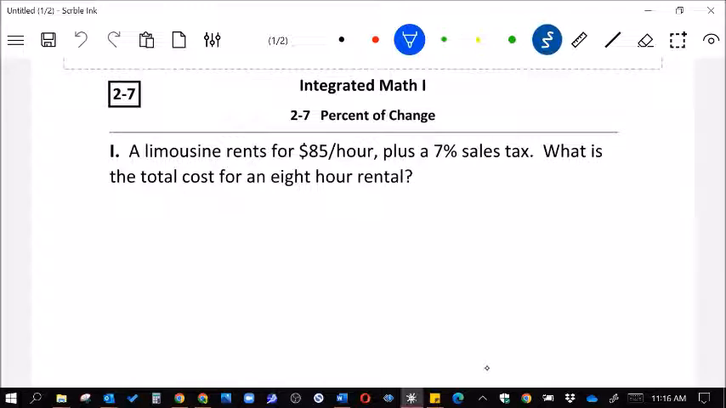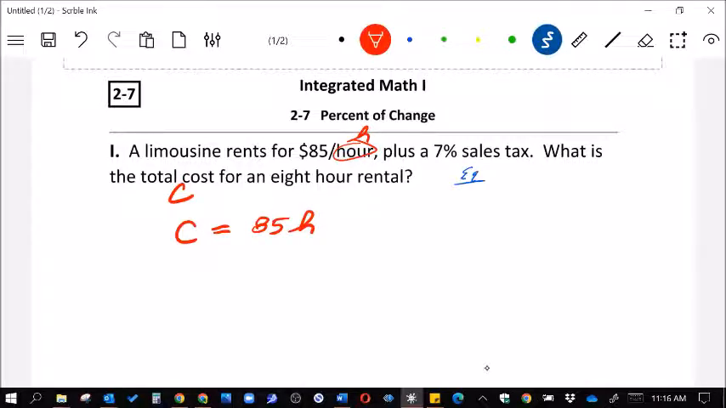Well, one of the things I would think of here is I'm going to make an equation. It doesn't say make an equation, but I'm going to do that because that will help us. So I'm going to call the total cost C, and then the number of hours we don't know yet, so that's H, and those are our variables. So we're going to figure out what the total cost is, and it's going to be $85 times the number of hours, but there's also a sales tax. So let's take a look at what's involved with that.